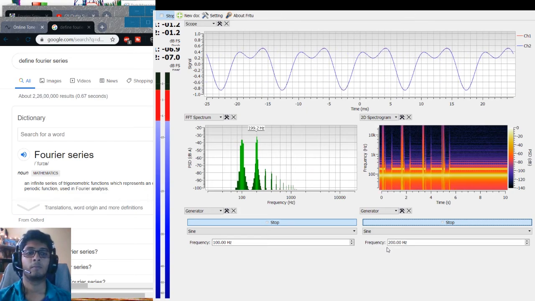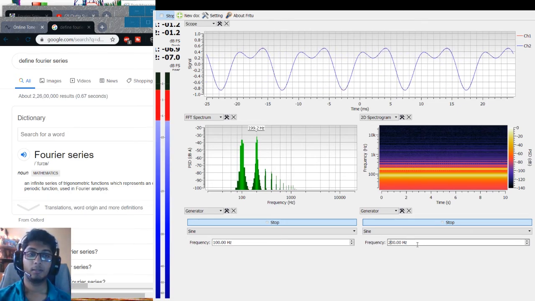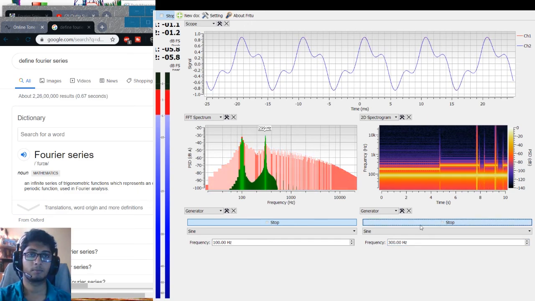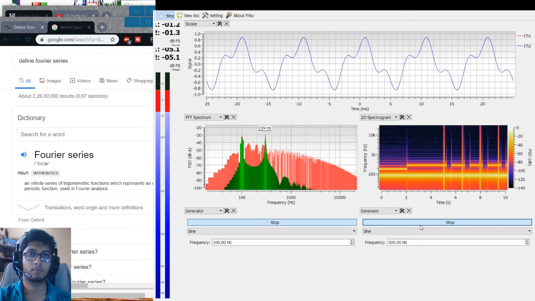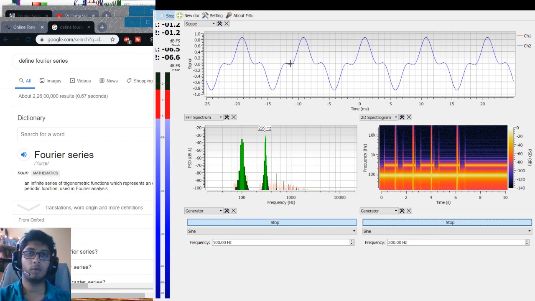Okay, so as you can see, my first signal is 100 hertz and the second one is 200 hertz. So it's 2 times the frequency of the first signal. That's why we get 2 peaks here. Let me show you this in more detail. If we put the second signal as 3 times the first signal, then let's see what happens. See, we have 3 peaks now.